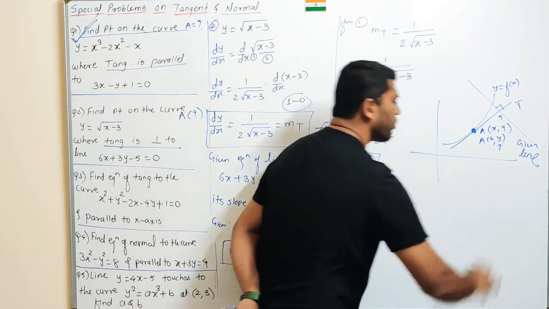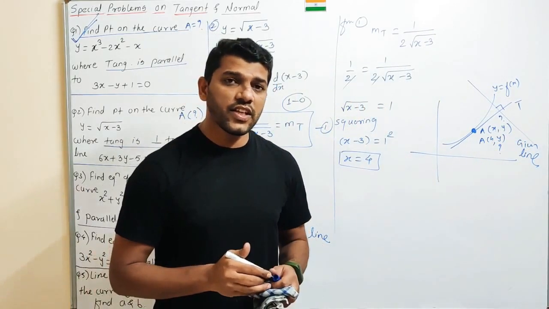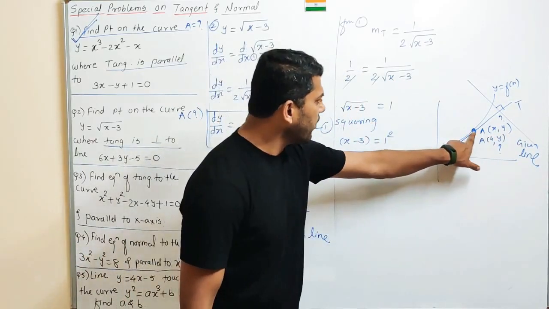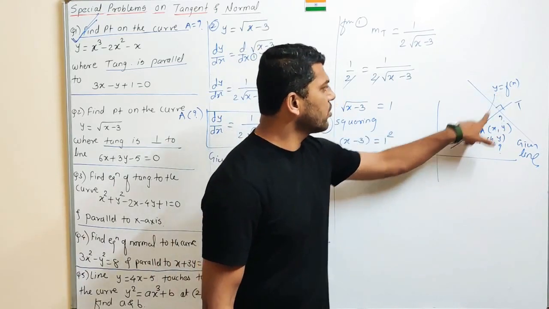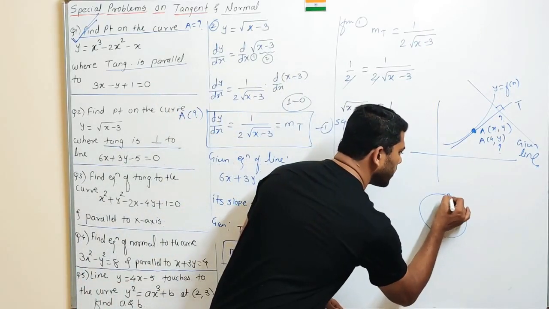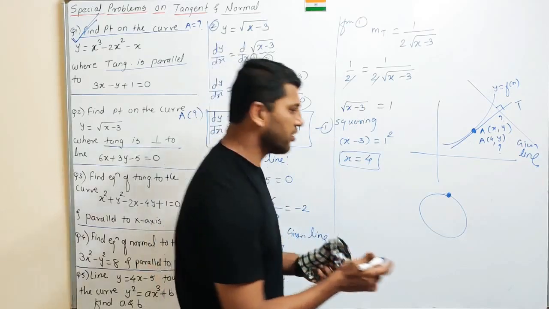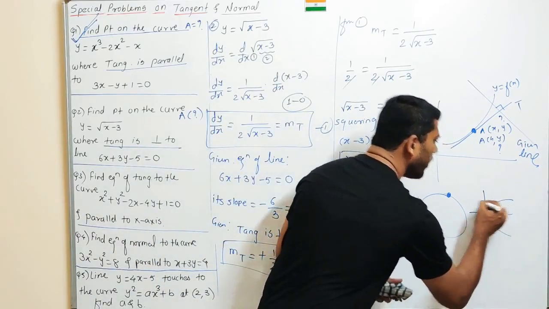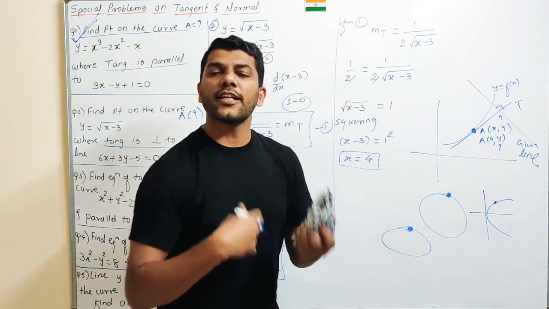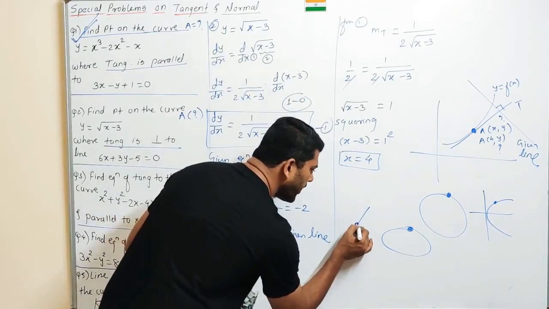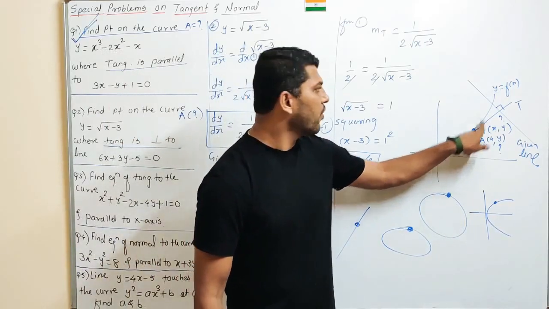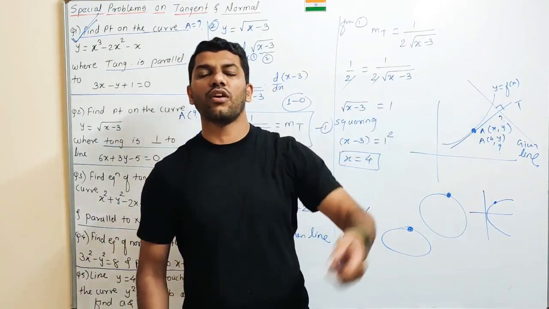The real question is how will you obtain the y? Understand, this is a very tricky part of this question. Since this point A lies on the curve, here comes a concept from locus. If a point lies on the circle, it will satisfy the equation of the circle. If a point lies on the parabola, it will satisfy the equation of the parabola. If a point lies on the curve, it will satisfy the equation of the curve. If a point lies on the line, it will satisfy the equation of the line.